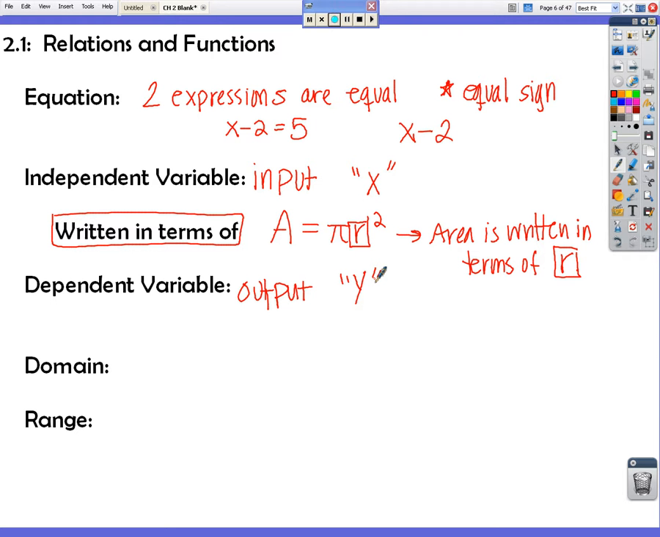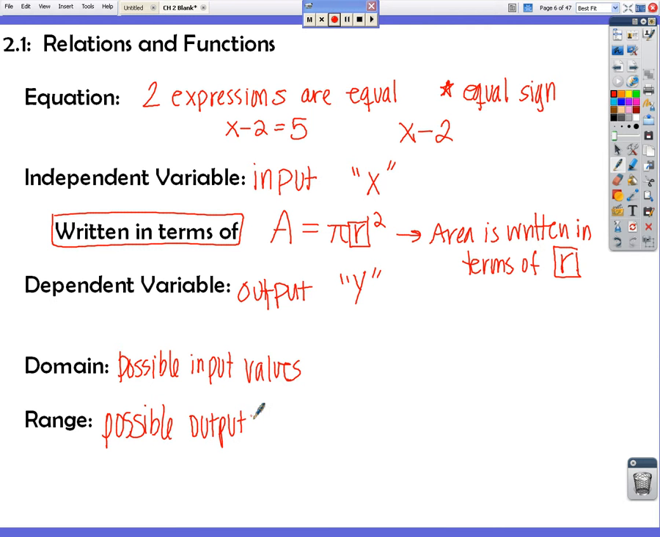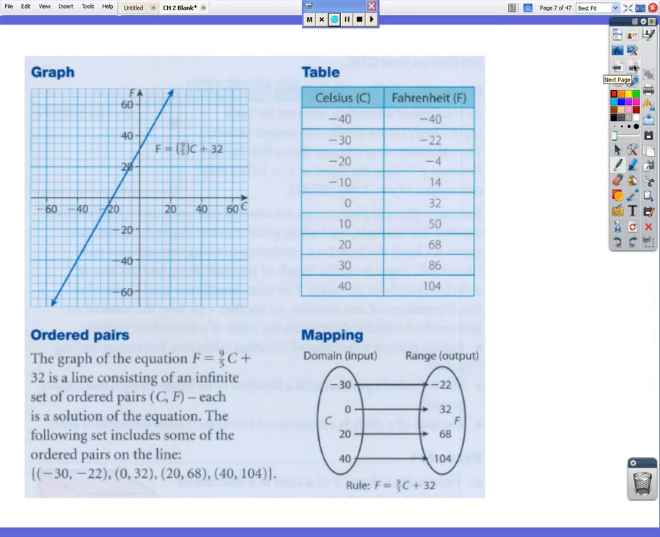In this case, most of you will consider y or f of x your output. Domain is the possible input values. Range, possible output values, which we'll talk about in this section. Moving along, these are your 4 different ways that you can show a relation or a function: a graph, a table, ordered pairs, or a mapping.